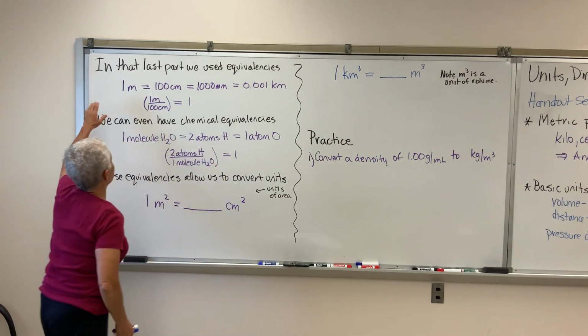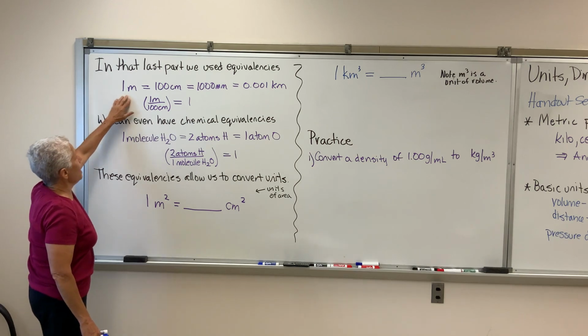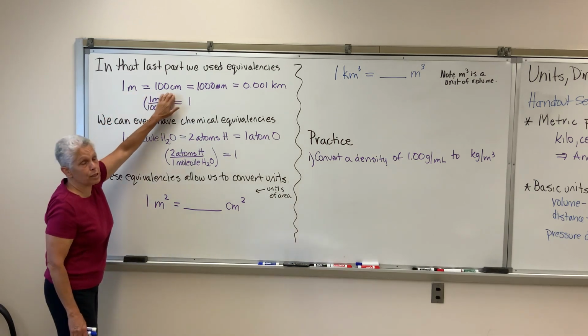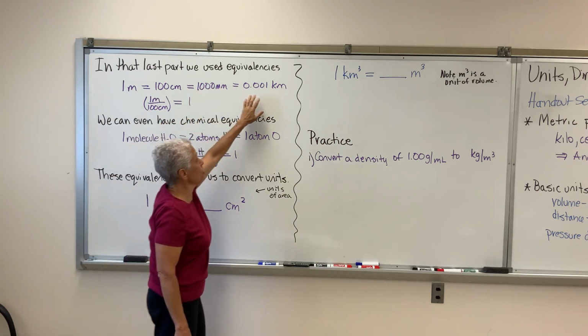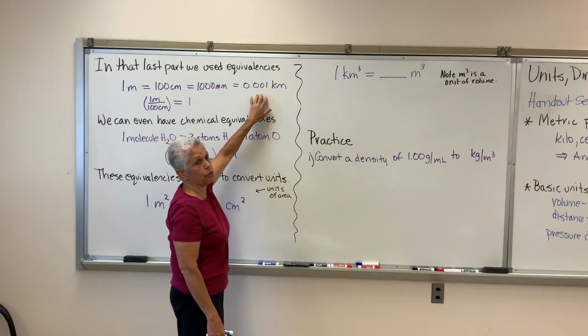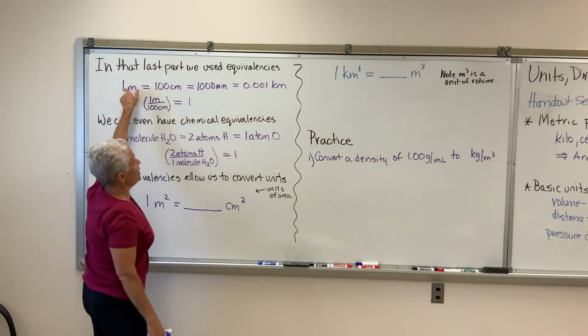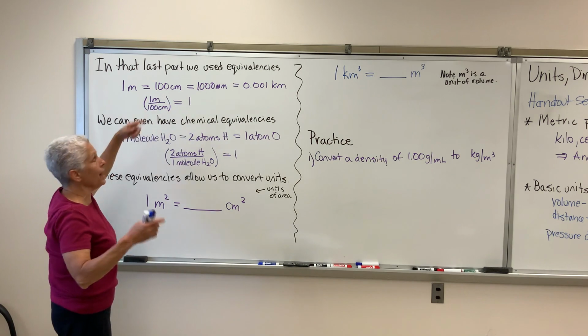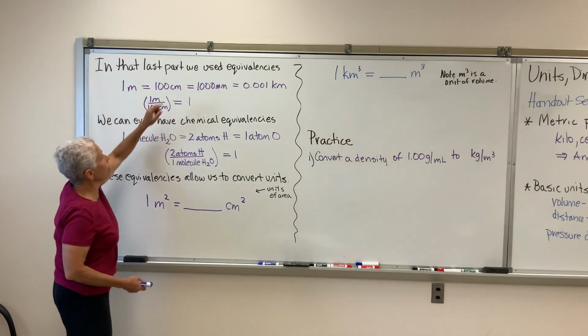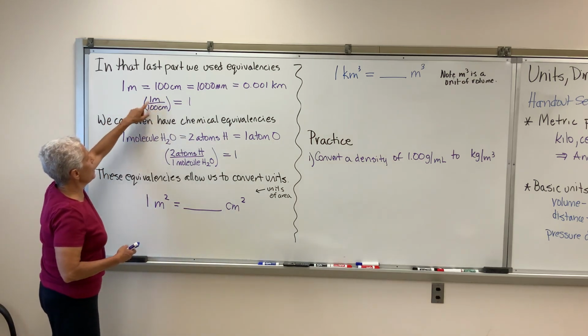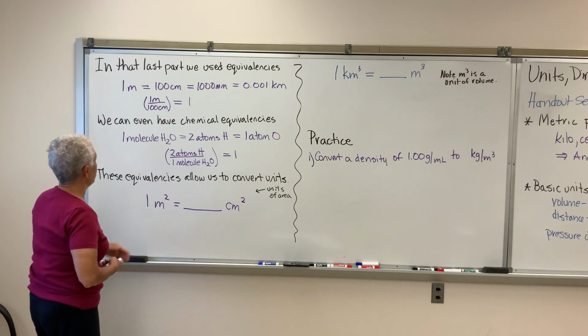So these equivalencies, right? For example, you could say a meter is 100 centimeters, that's the definition, but it's also 1,000 millimeters, and it's also 0.001 kilometers. Any one of these divided by the other is the same as one. And so you can interconvert at any time between one unit set and the other.